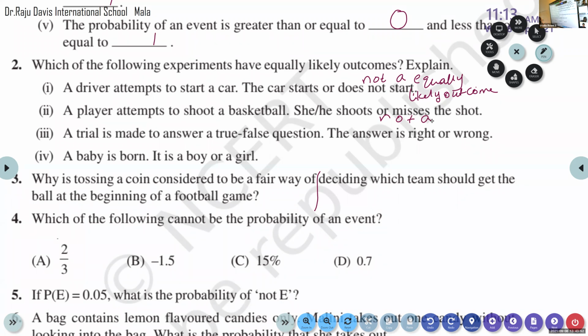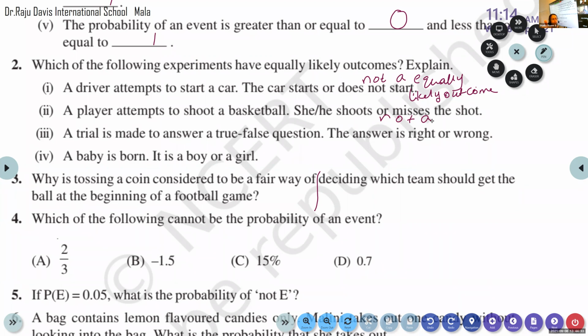A trial is made to answer a true or false question. The answer is right or wrong. Is that an equally likely outcome? The options are right or wrong. If they didn't study, they will not know the answer. Suppose the person doesn't know the answer, whether he will mark either right or wrong, anyway, one of them is sure. Right or wrong will happen.